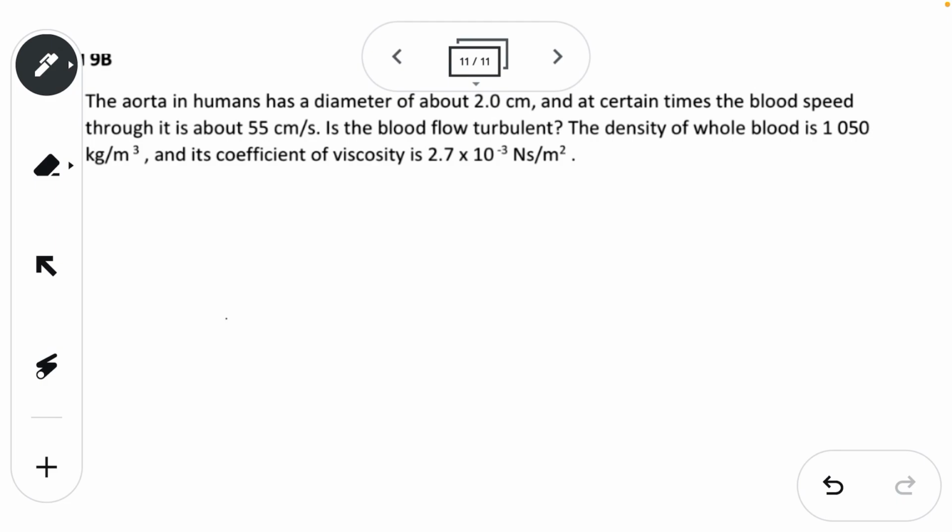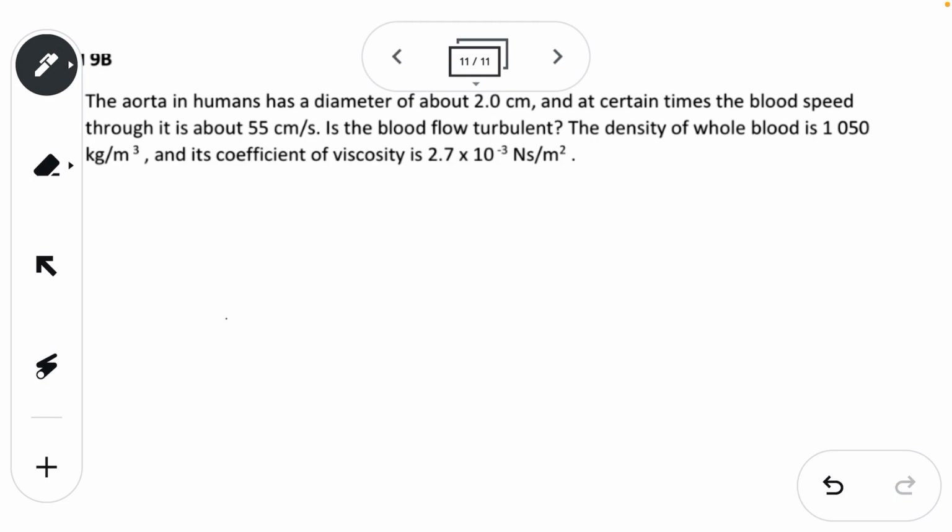Now to know the type of flow, we consider the value of the Reynolds number. For example, generally if the Reynolds number is greater than 2000, then we expect the flow to be turbulent, meaning the flow will not be continuous or smooth. But if the Reynolds number is less than 2000, then we expect the flow of that liquid to be laminar or smooth.